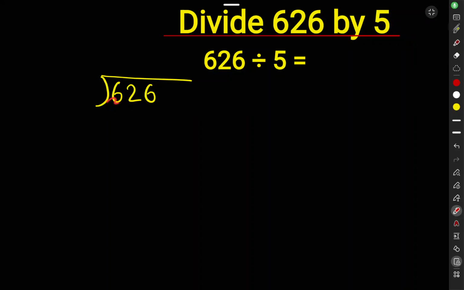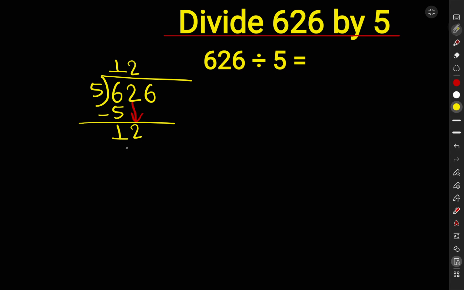We divide 626 by 5 in long division method. 5 times 1 is 5. On subtracting we get 1. So now we put down this 2 and it is 12.